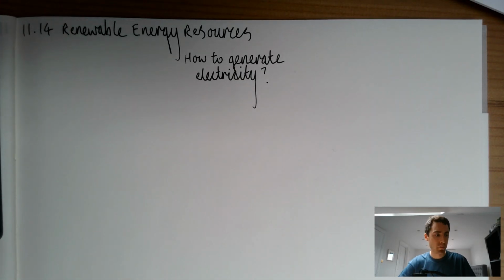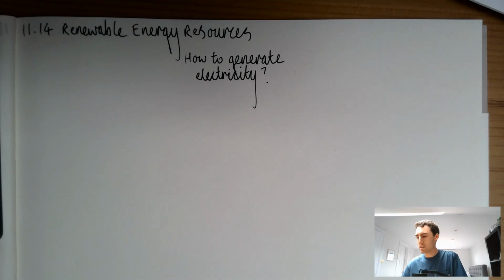Hi everyone, welcome to this video on lesson 14 of the Earth and Climate Scheme of Work. This one's on renewable energy resources and it builds on the previous lesson where we looked at generating electricity primarily in fossil fuel power stations.